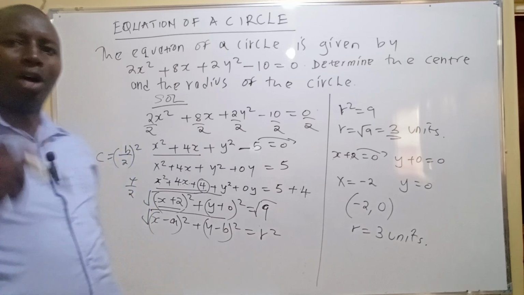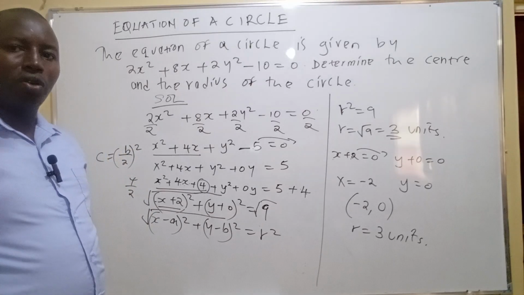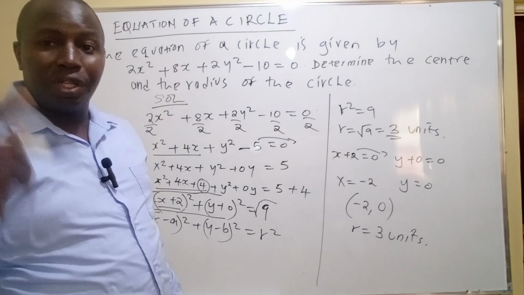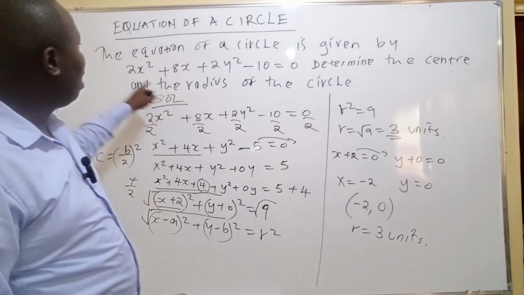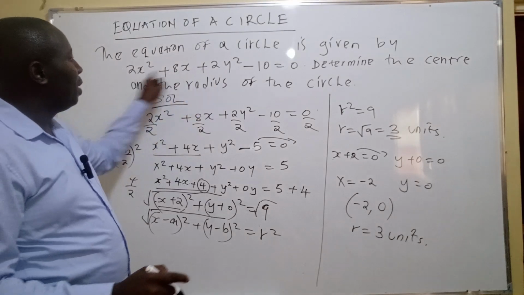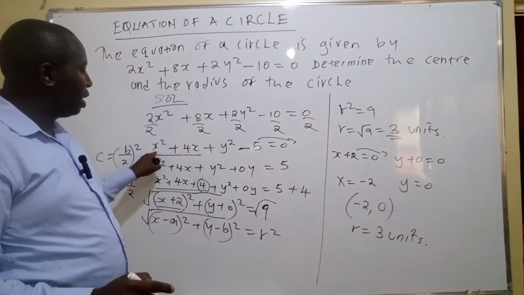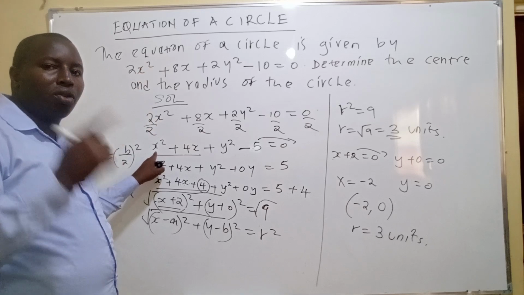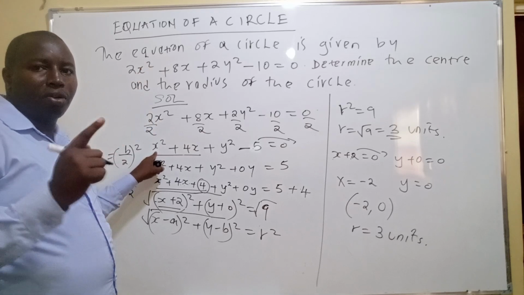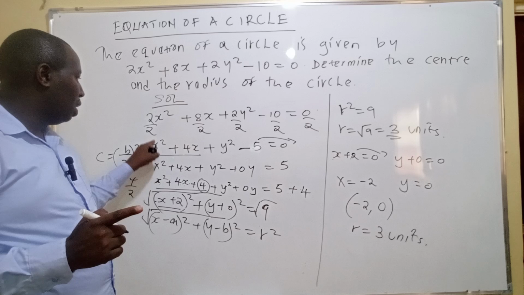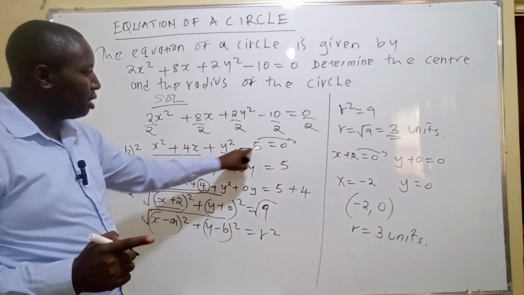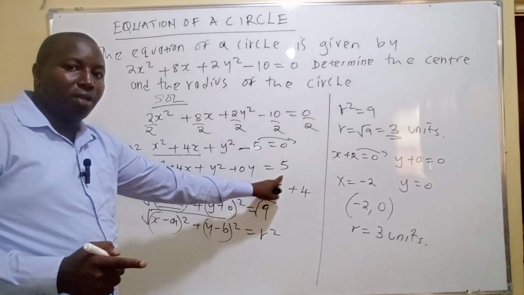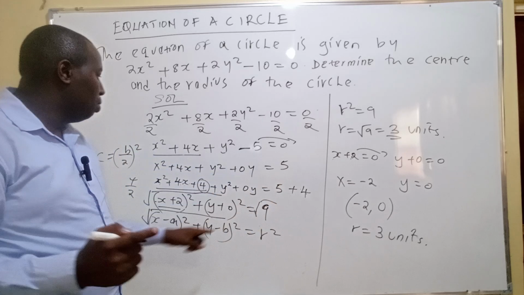So step number 1, you identify the coefficient of x squared. The coefficient of x squared and y squared should be 1. Because ours was 2, you divide by 2 first of all, so that the value of a is 1. Therefore, you get x squared plus 4x plus y squared minus 5 equals 0. Then the next step, you take this minus 5 to the other side. You get 5.